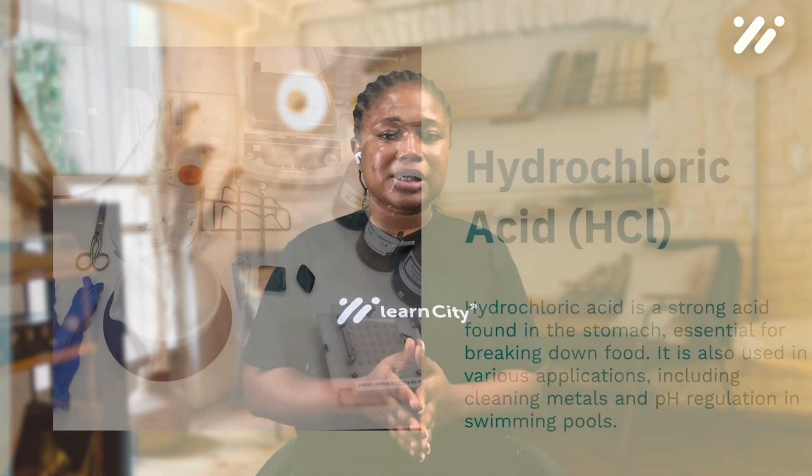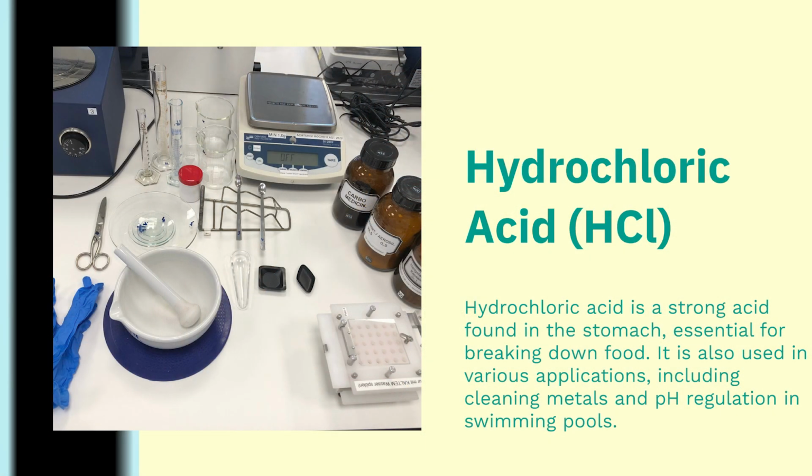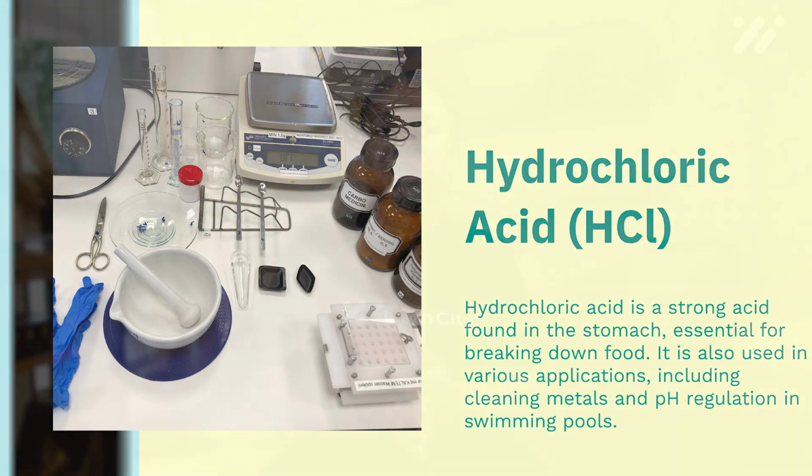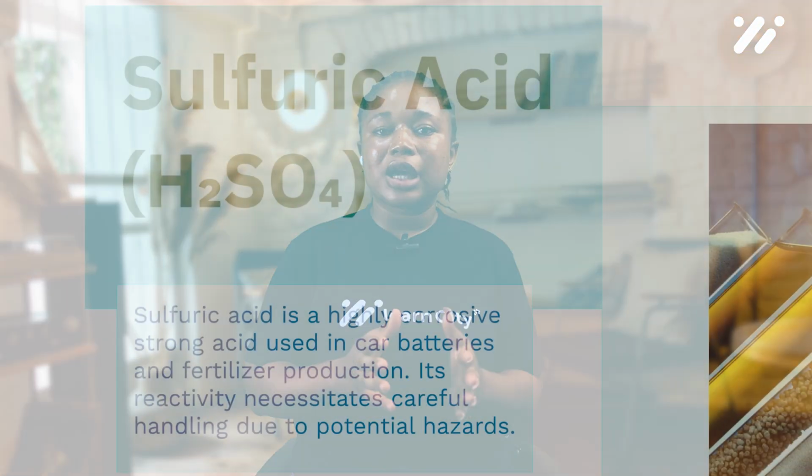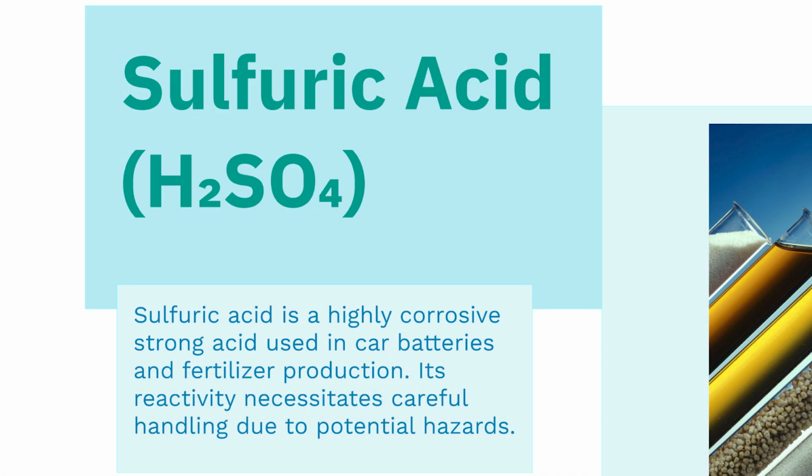First, we have hydrochloric acid, which is HCl, found in your stomach where it helps break down food. It is also used in cleaning and pickling metals. Second is sulfuric acid, which we all know as H2SO4. This strong acid is used in car batteries and in making fertilizer. It is very powerful and should be handled with care.